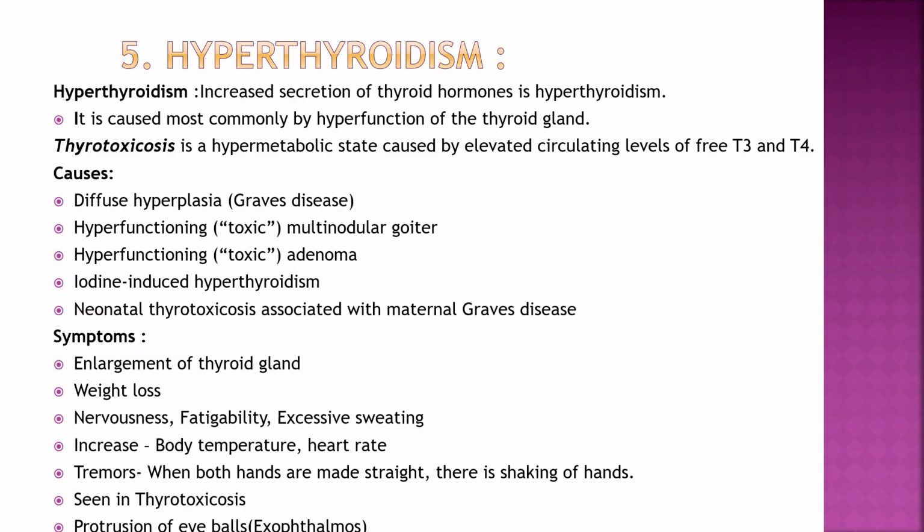The symptoms are enlargement of the thyroid gland, weight loss, nervousness, fatigability, excessive sweating, increased body temperature, increased heart rate, and tremors, that is shaking of the hands. There is also protrusion of the eyeball, called exophthalmos, because of which the eye stays open and sometimes becomes dry. On investigations, T3 and T4 are increased and TSH is decreased.